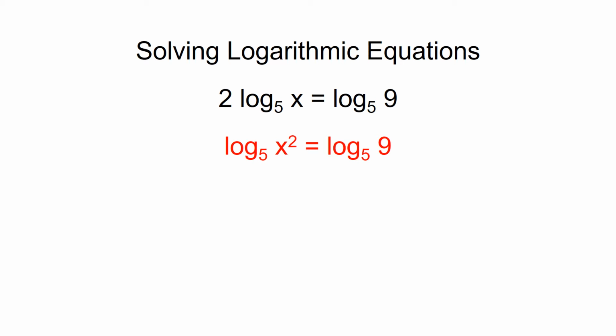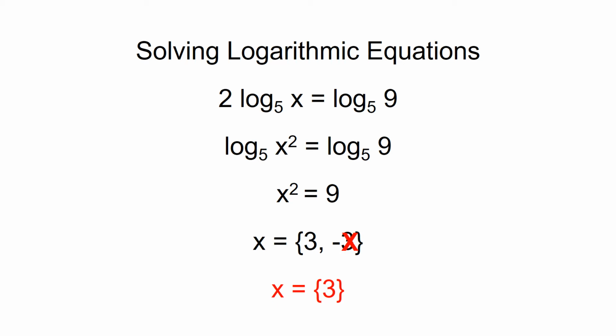And now we know that when we have 2 logs with the same base, one on either side of the equation, and they are set equal to each other, this means that their arguments are equal. We can see that x squared must equal 9. The values of x that satisfy this equation are 3 and minus 3.